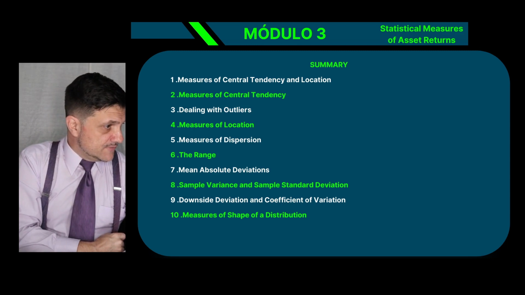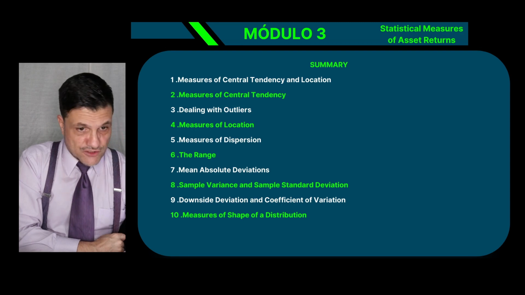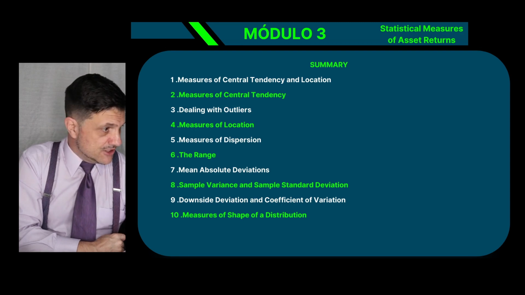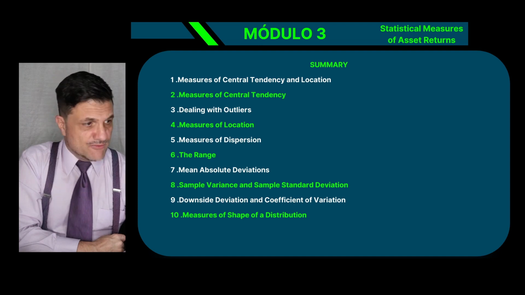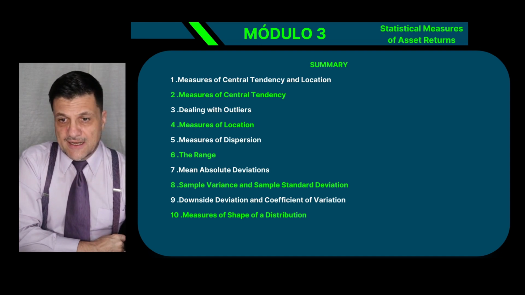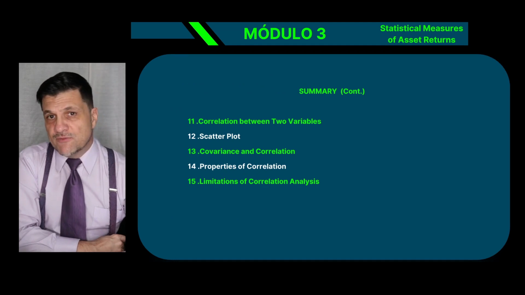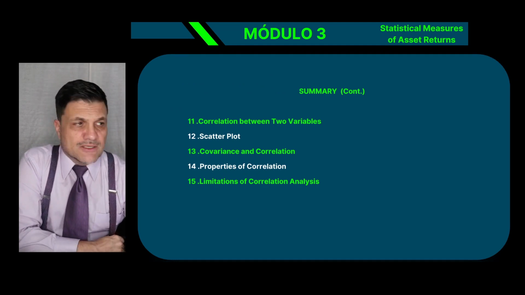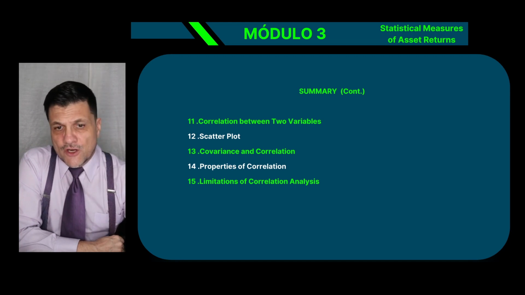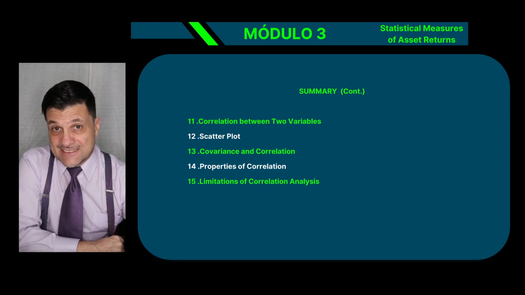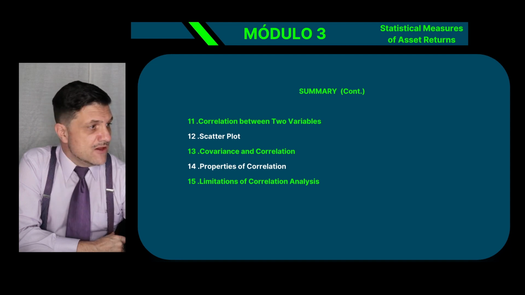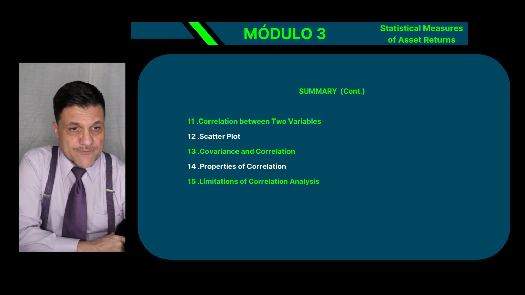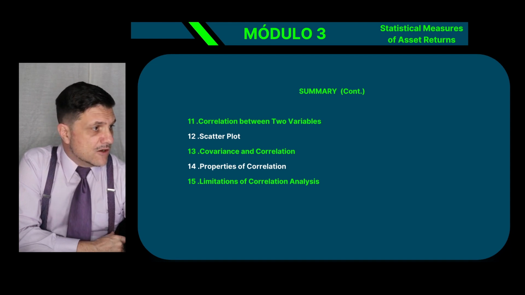What else? We have measures of shape and distribution. The normal distribution is one type of distribution, but I believe it's a little too soon to mention those here, so I'm not going to talk about that yet. We're going to have another module to discuss probability distributions precisely. All right, let's finish the key points with correlation.